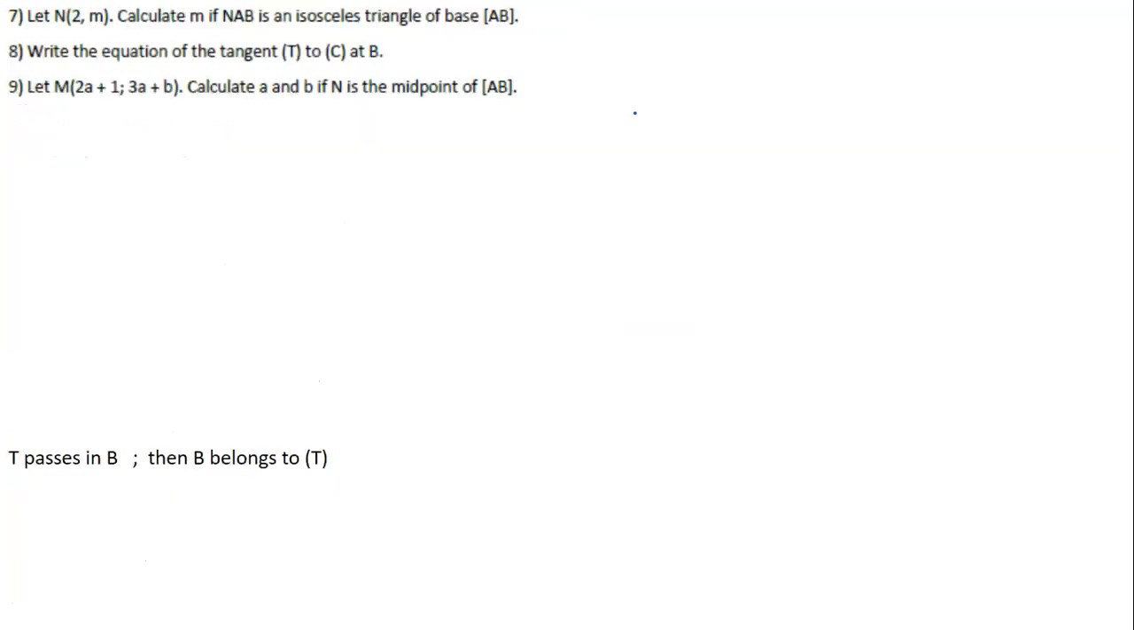Now we continue to part 7. Part 7, we have a point N, which has coordinates 2 and M. Of course, M here is a number. We should calculate M if NAB is an isosceles triangle of base AB. Here also I do a rough figure. So triangle NAB will be an isosceles triangle of base AB.